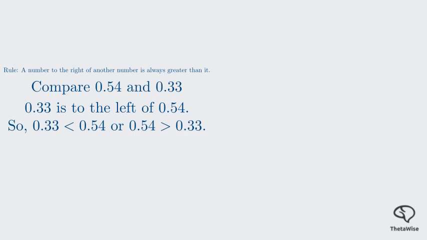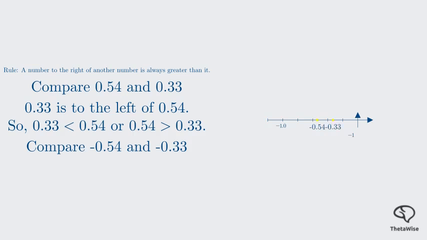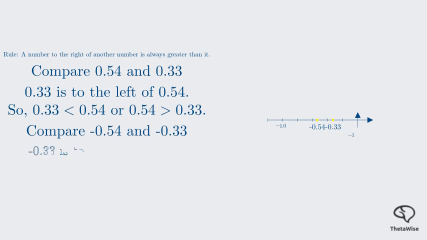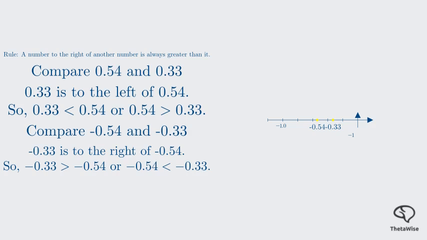This seems straightforward for positive numbers, but it's especially helpful with negative numbers. Let's compare negative 0.54 and negative 0.33. Again, we place them on a number line, this time between -1 and 0. Notice that negative 0.33 is to the right of negative 0.54. This can feel counterintuitive, but the further a number is to the right, the greater it is. So, negative 0.33 is greater than negative 0.54. This example highlights why visualizing on a number line can prevent common errors.